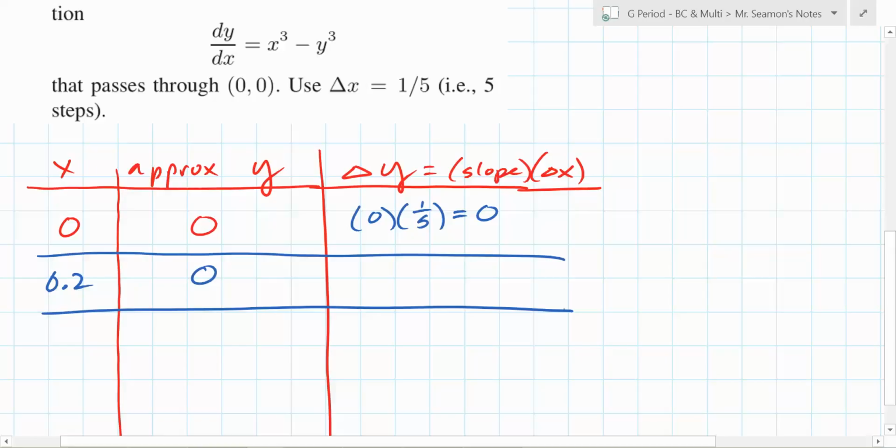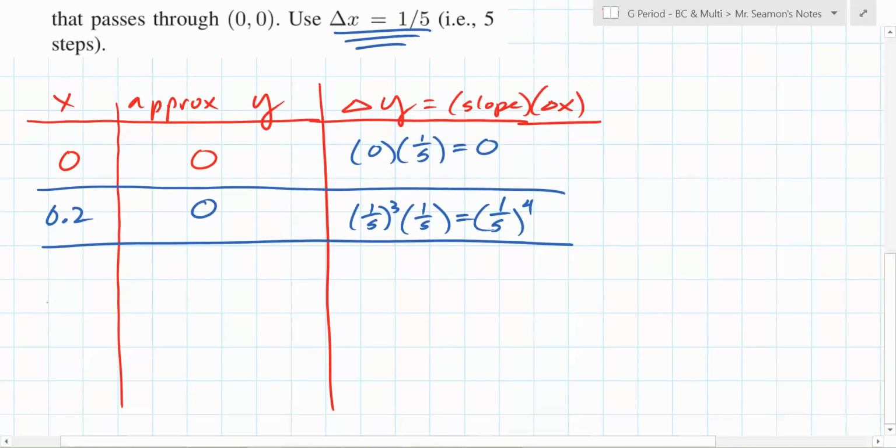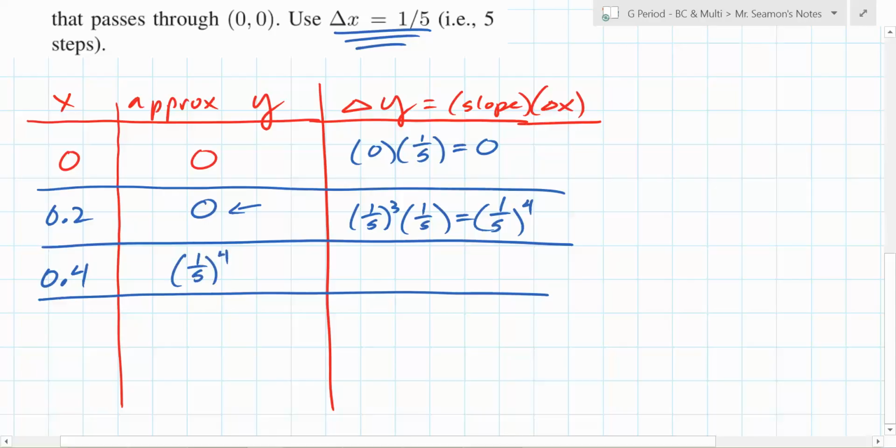We're not. So now when we cube this, what's our next slope going to be? It's going to be x cubed minus y cubed. So that's going to be 1/5 cubed, right? Times delta x, what's delta x? It is not changing. 1/5. So in this case, we know that delta y is going to be 1/5 to the 4th. So what's our next x value? 0.4. And what are we adding to 0, which is our last y value? We're adding 1/5 to the 4th.